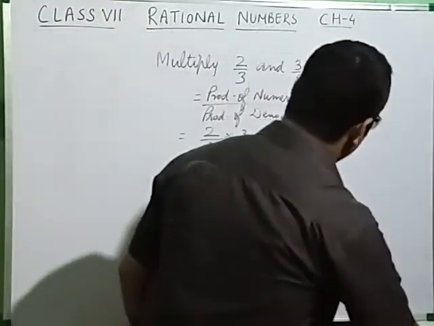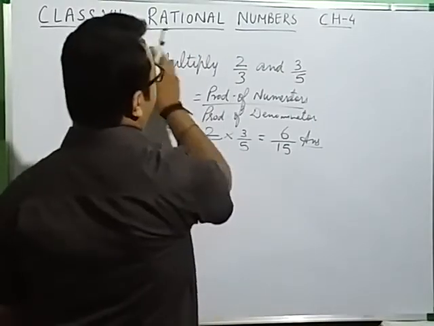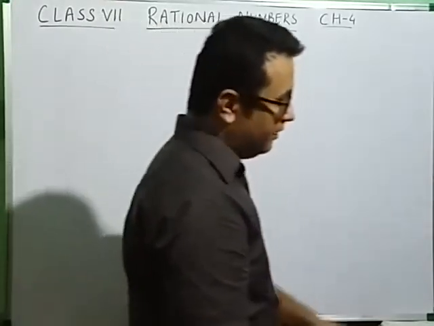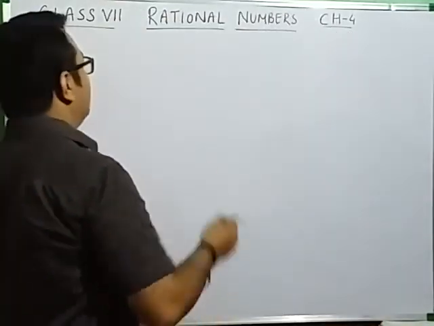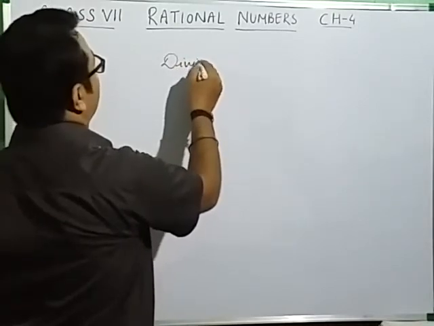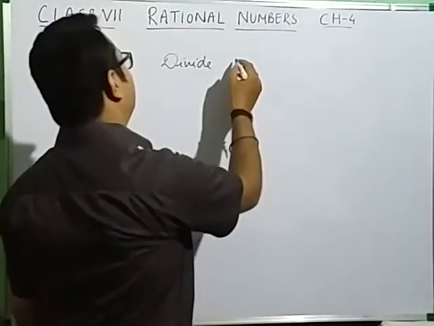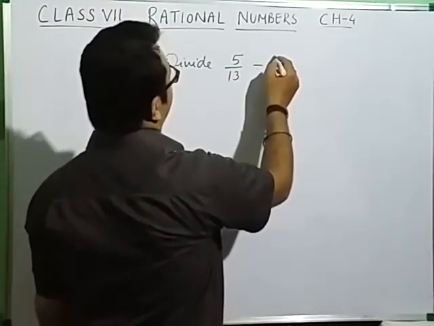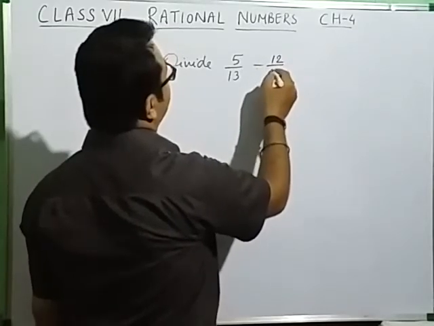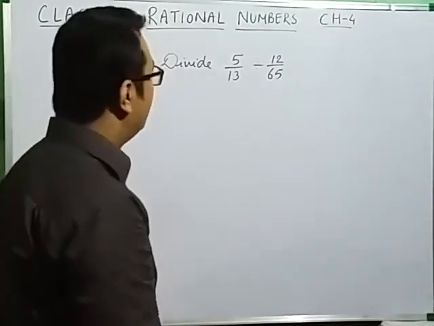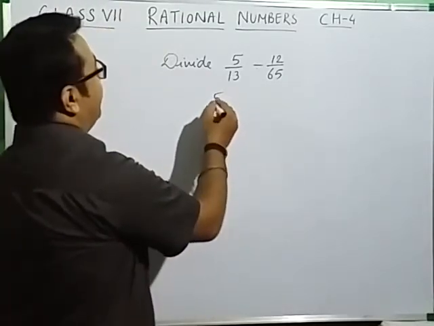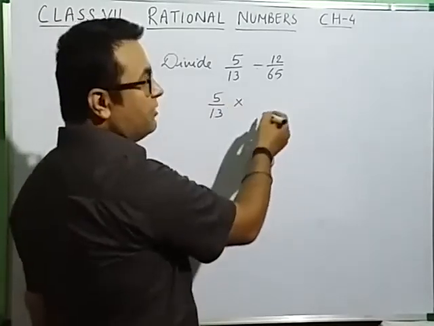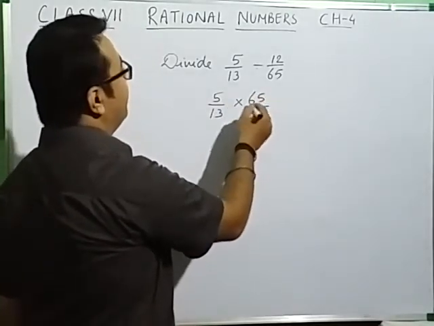Now the next topic, division of rational numbers. This is also similar to what we used to do in fractions. Suppose the question is divide 5 upon 13 by 12 upon 65. Okay, so how will we divide this? We can write the first number as it is, and divide will be changed into multiply, and the next rational number will be its reciprocal. It will be 65 upon 12.